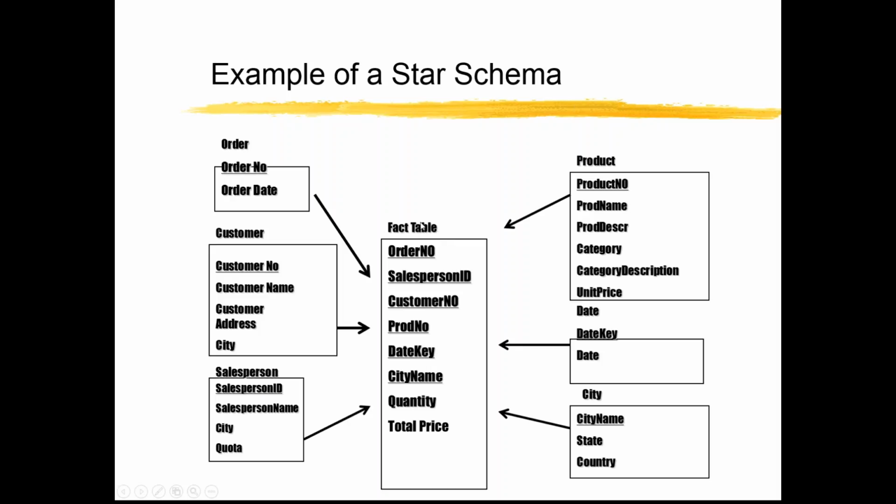So the central table is the fact table. In the fact table, we have foreign keys to all the dimension tables. See here, order number, salesperson, customer number, product number, date key, city. And what are we measuring in this? Here we are measuring quantity and total price. So this quantity and total price are called the fact or measure.